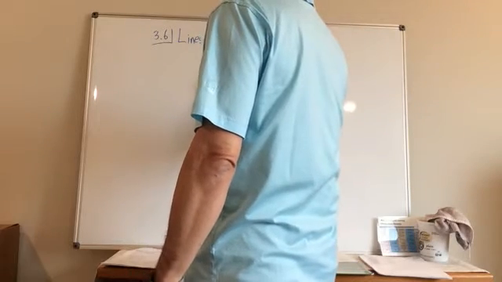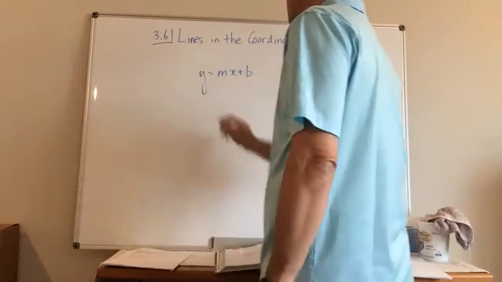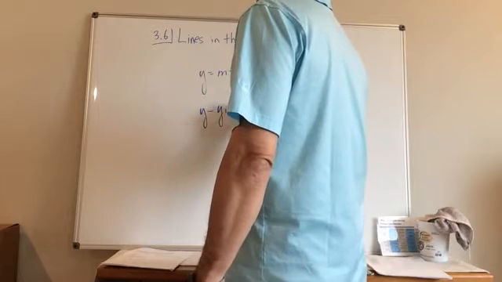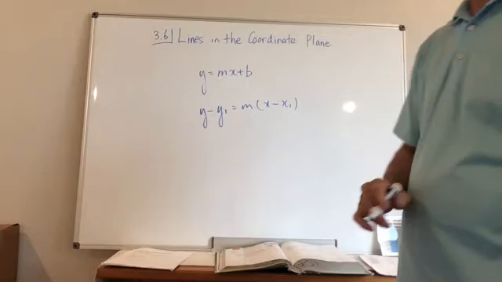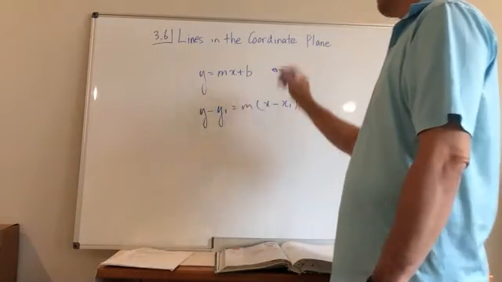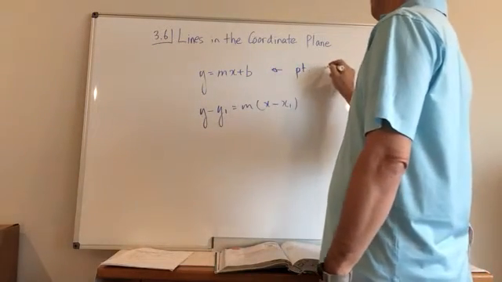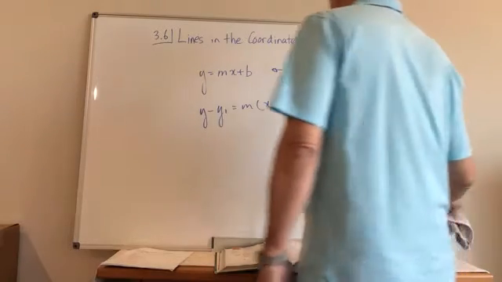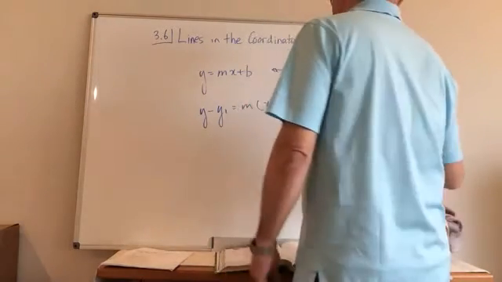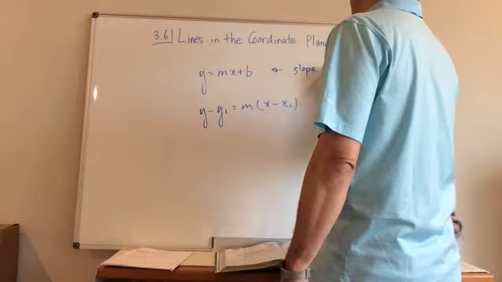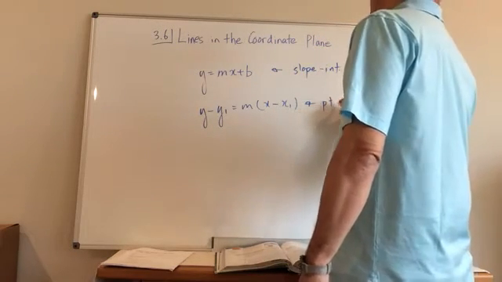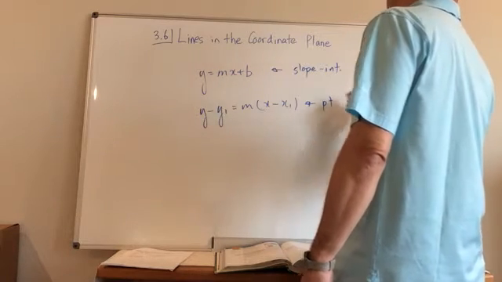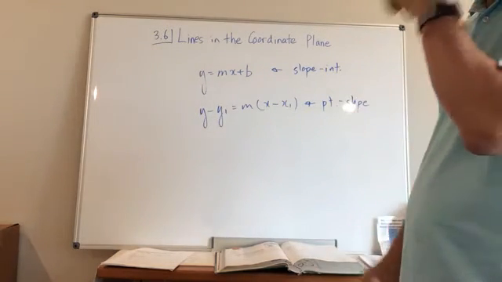Largely you guys have learned y is equal to mx plus b, or y minus y1 is equal to m times x minus x1. Okay, so this is the point slope equation. I'm sorry, the slope intercept. This is the slope intercept form. This is the point slope form. And you've seen both of these before.